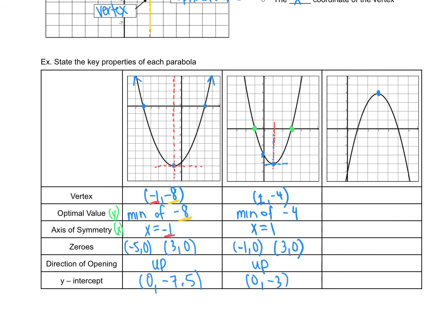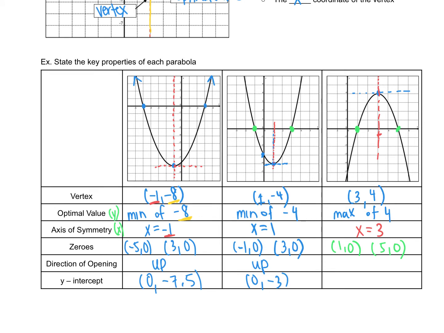All right, so your vertex is up here, and your coordinate is 3, 4. The optimal value is the highest the parabola goes in this case. So we have a maximum of 4. The axis of symmetry, if I were to draw a vertical line, we're passing through 3. So x equals 3 because we're passing through the x-axis. My zeros, I have 1 here and here. So +1, 0. And the other one is at 5, 0.